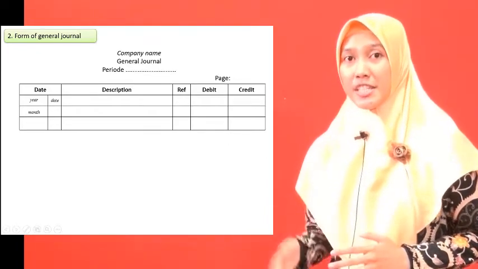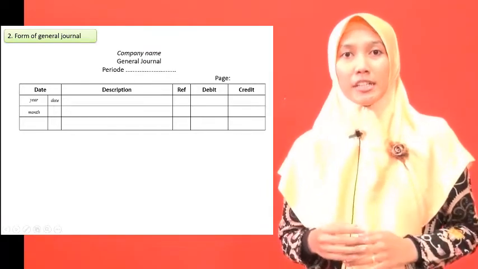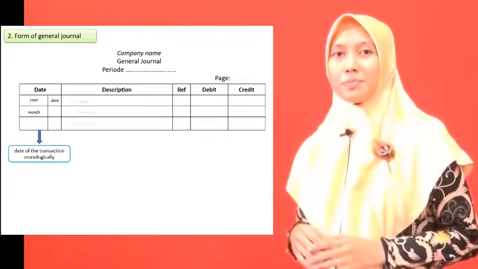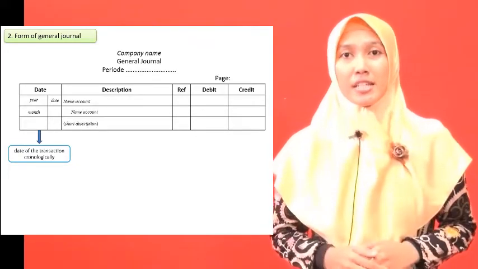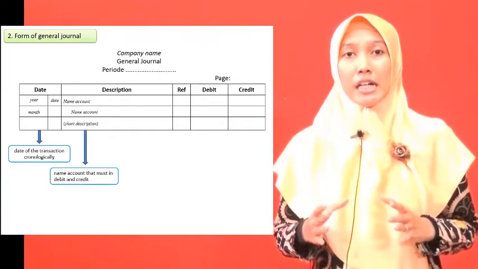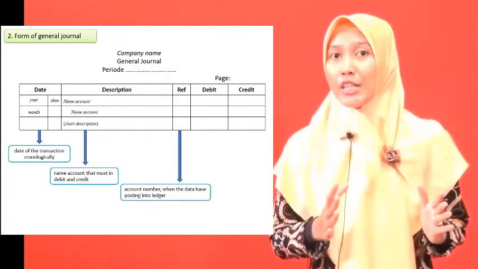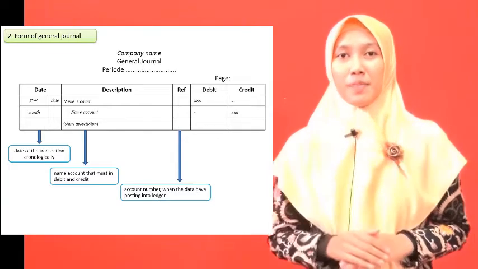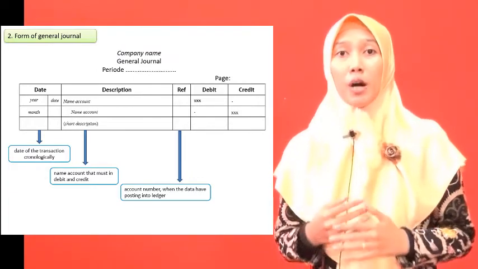Second, description. The description column is to record the name of the account that must be in debit and credit. Third, reference. The reference column is to record the account number when the data has been posted into the ledger. And then debit and credit. The debit and credit columns are used to record the amount of money of the transaction.